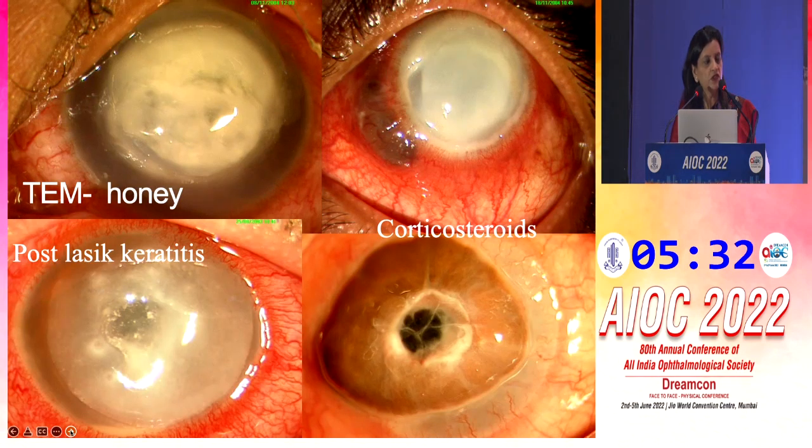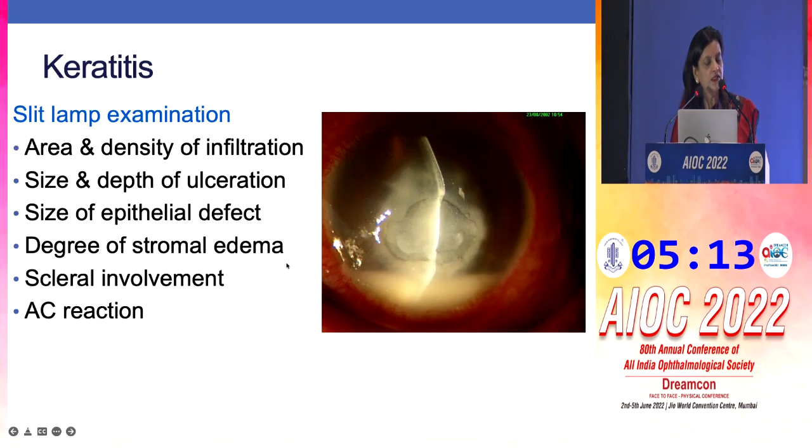These are the classical pictures to see how microbial keratitis or bacterial keratitis would look like. Traditional eye medicine, honey, bacterial keratitis, then post-LASIK keratitis because of a buttonhole flap, and these are two cases where there was injudicious use of corticosteroids following which perforation and thinning has occurred. So in a slit lamp evaluation, this is the classical picture.